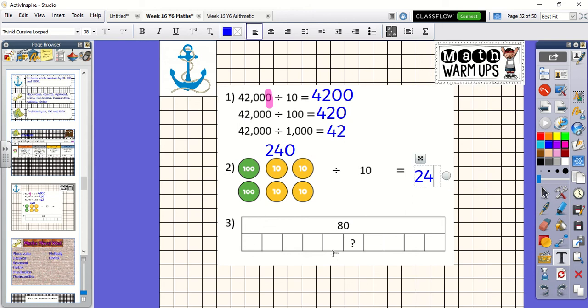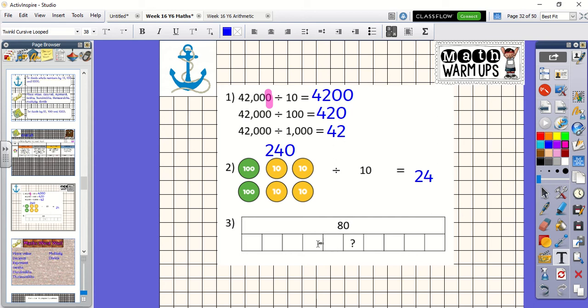Okay, moving on then to question number 3. Here we've got this bar model. Now we've got our whole, but we haven't got our parts. So let's count up how many parts we have. We've got 1, 2, 3, 4, 5, 6, 7, 8, 9, 10.